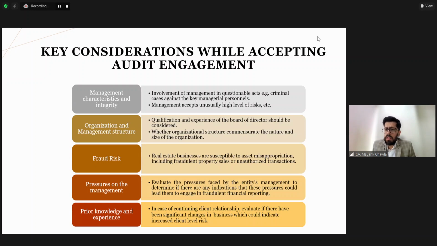Then this is more relevant for listed clients or real estate entities which may be planning for an IPO, or there might be certain other pressures on the management which may also increase the risk to a higher degree. Now, the one thing that we need to make sure of as auditors is whether we will be able to reduce the audit risk involved when such kinds of pressures are there on the management, because it will help us understand the overall risk involved with the acceptance of the audit.